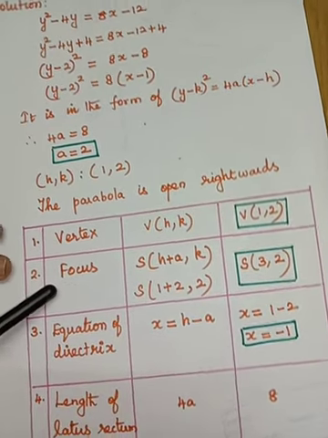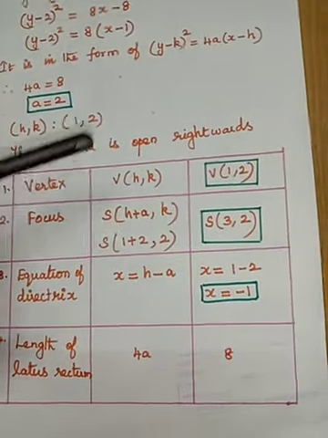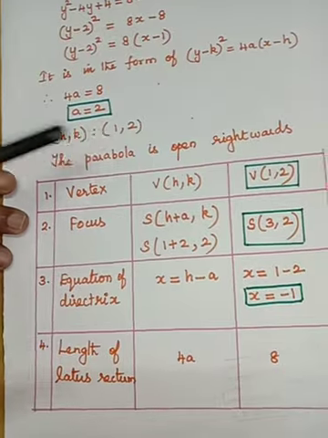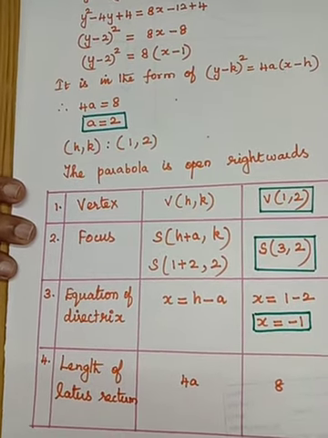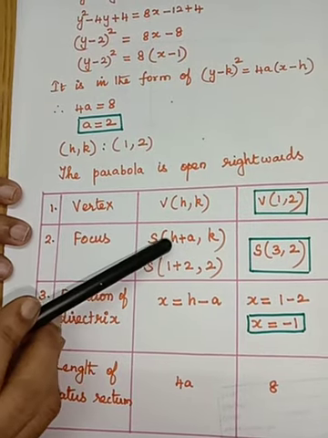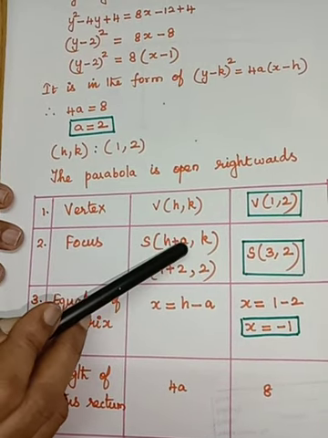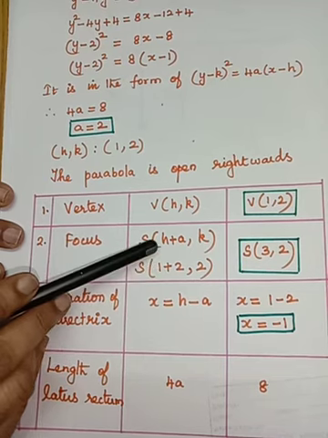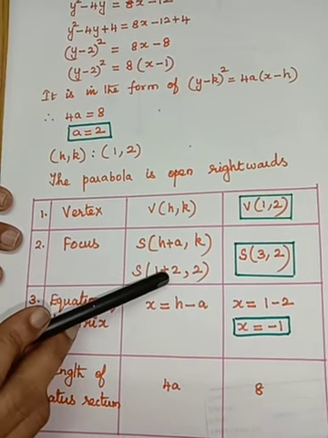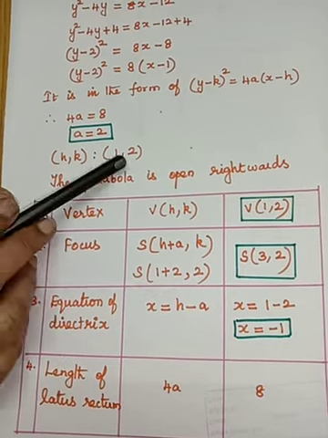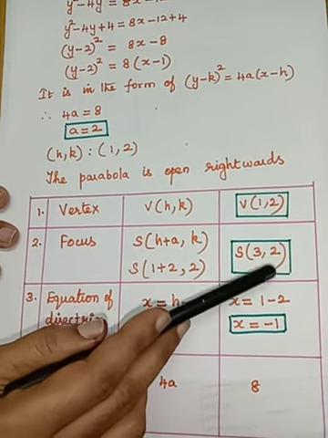Next come to the focus. With the parabola which opens rightwards, the axis is on the x-axis, the axis is parallel to the x-axis. So therefore the focus will be h plus a comma k. So you have to substitute: h is 1, a is 2. So 1 plus 2 is 3. Your k is 2. So the focus will be 3 comma 2.